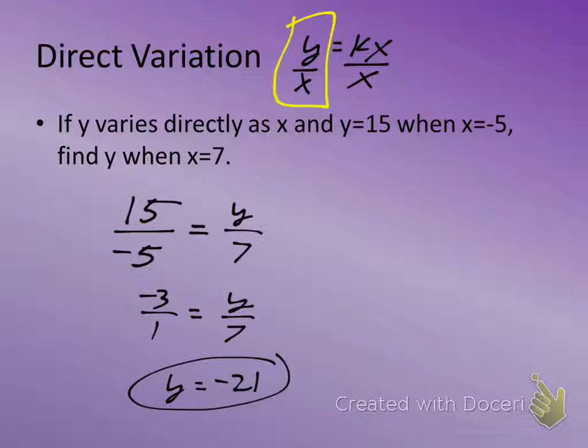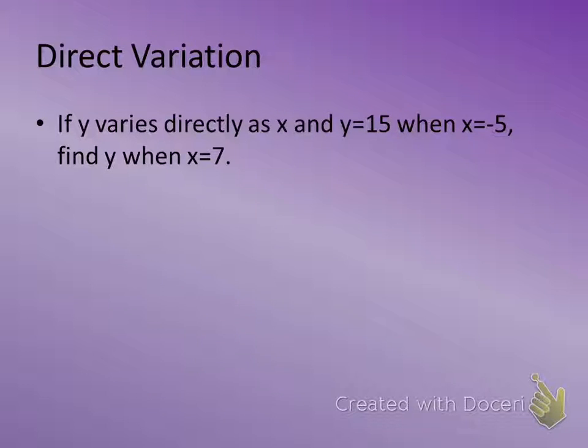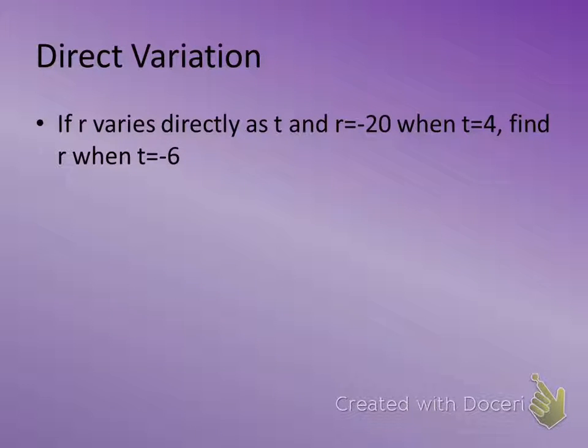Alright, now the second type of problems with direct variation is honestly not that much different, but it can throw people for loops. It's when they switch the variables on you. So if it's one like this: if r varies directly as t, and r equals -2 when t equals 4, find r when t equals -6. So on this one, they switch up the variables.